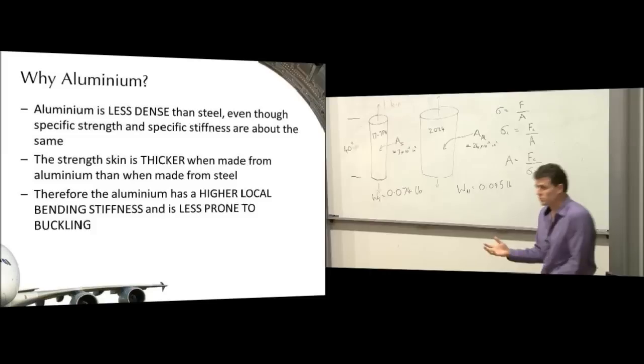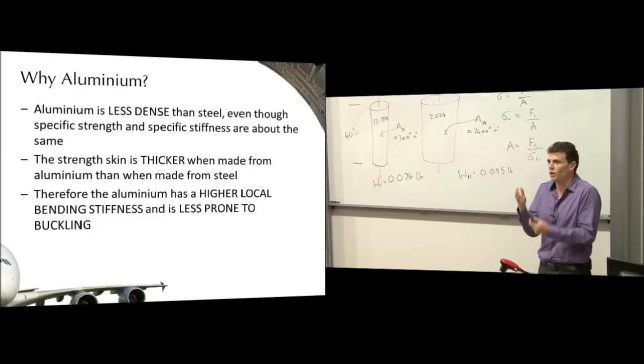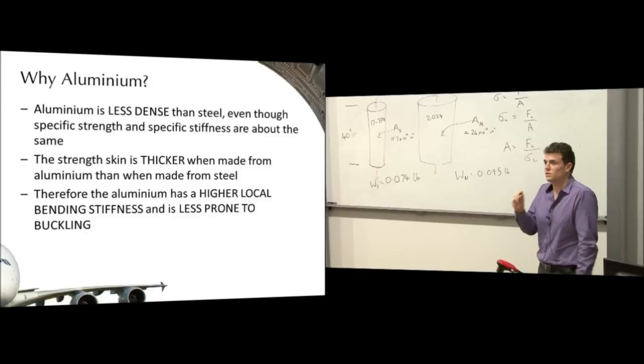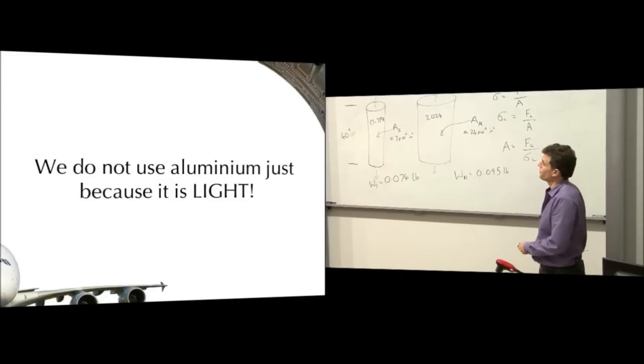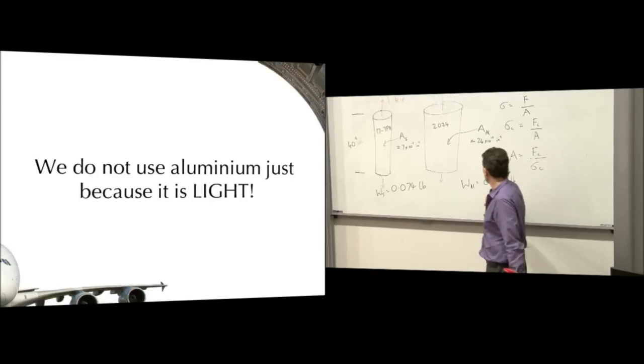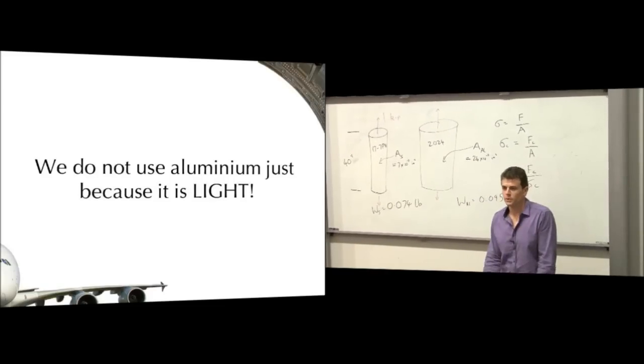Okay, so it is because aluminium's lighter, but it's not because it will give you a lighter aircraft because it weighs less. It's because it gives you thicker skins as a result. We don't use aluminium just because it's light. As we've seen here, if we did a pure weight for weight comparison, steel still beats aluminium.